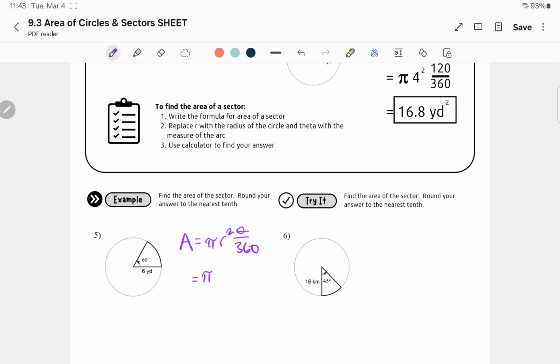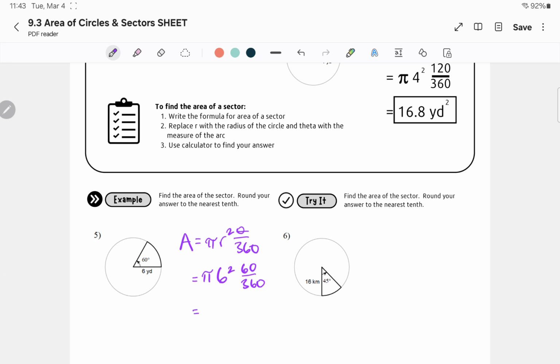So pi does not change. Our radius in this case is 6 yards, so we're going to put in 6 for r, 6 squared. And our theta is 60. Again, this is just like our last lesson. 60 degrees is 1/6 of 360. So we're taking the whole area of a circle, that same pi r squared, and then multiplying it by 1/6 to get our area of this sector.